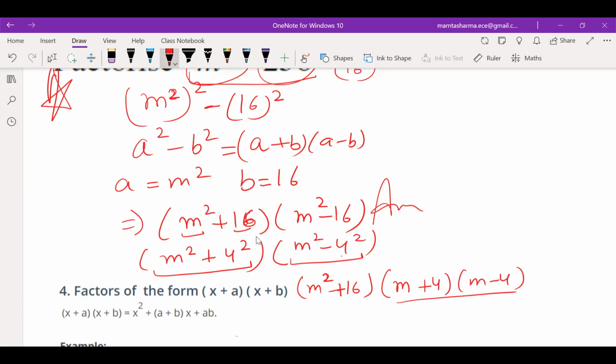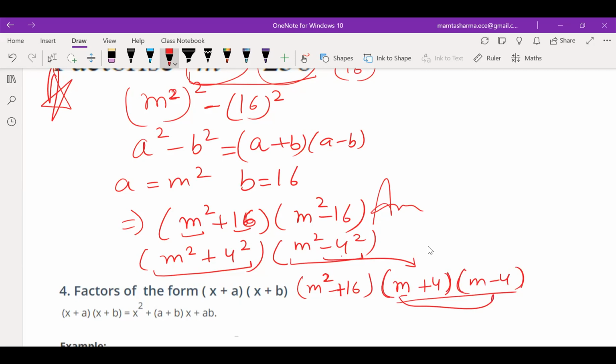Can we further simplify it? Where is the m square? That is what we simplified. From that only we have written m plus 4, m minus 4, which came from writing m square minus 4 square.